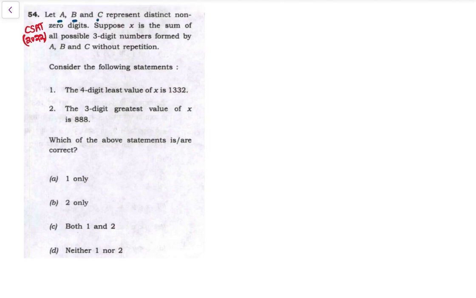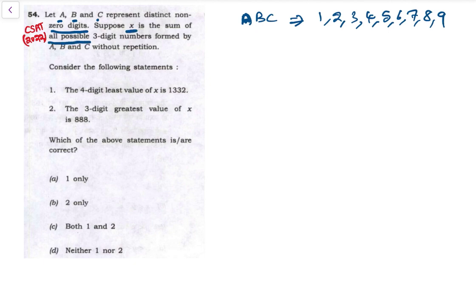So the question is: let a b c represent distinct non-zero digits. So a b c are distinct non-zero digits 1 2 3 4 5 6 7 8 9. इनमें कुछ भी हो सकता है, ए बी सी डिजिट्स है. Let x be the sum of all possible 3 digit numbers formed by a b c without repetition. So x is equal to the sum of all possible 3 digit numbers formed by a b c without repetition.